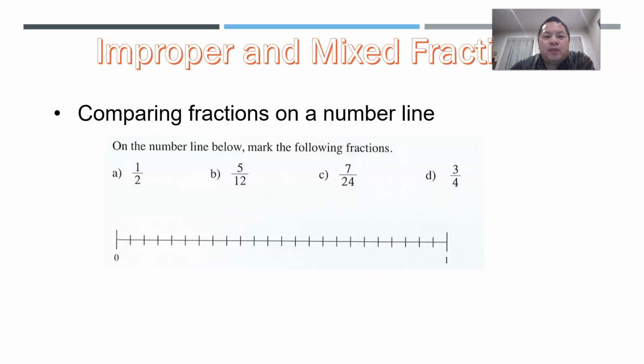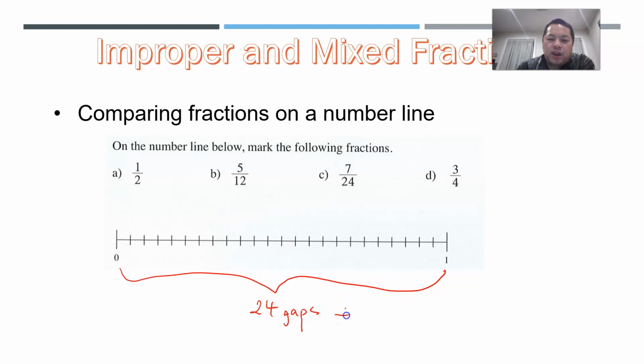So how do we go about putting fractions on this number line? Oh, look at this. Ooh, it's quite complicated. But if you count, there are actually 24 gaps. And each gap represents 1 out of 24. Make sense? So if that's the case, we have to change everything to equivalent fractions with the denominator 24. So let's start with this one, which is half. So we get 12 out of 24. This is 10 out of 24. This is 7 out of 24, no change. And this one times 6, I got 18 out of 24.